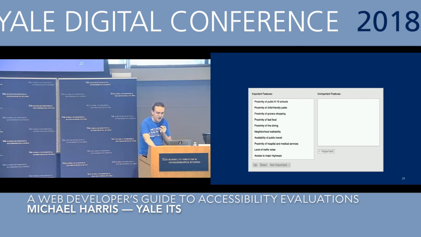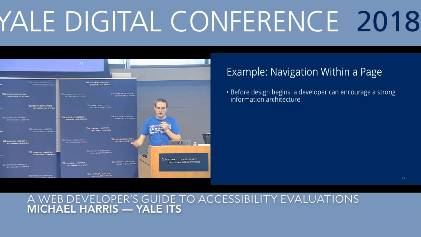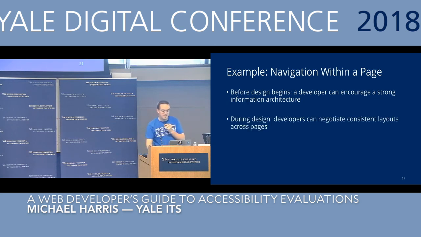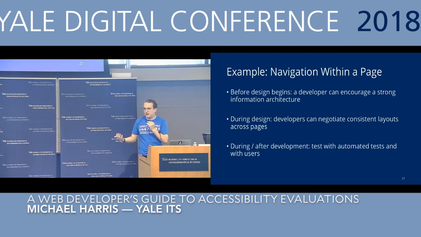before the designs are included. Or if I'm thinking about navigation within a page, I can encourage my designers to think of a strong information architecture, because a strong information architecture leads to page layouts that are easier to code for accessibility. I can negotiate with developers to implement more consistent layouts, if I'm thinking more holistically. And during and after development, I can pick the testing approaches that I need.